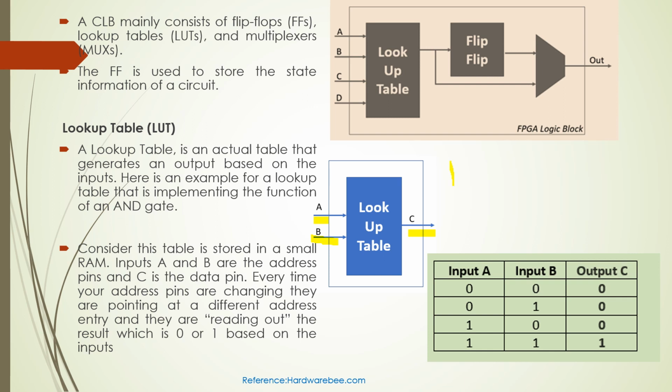So a lookup table is a table that generates output, and these values are stored in a small RAM. Here you have A and B, they are the address pins, and C, the output, is a data pin. Every time your address pins are changing, they are pointing at a different address entry, and they are reading out the result, which is 0 or 1, based on the inputs that are given.